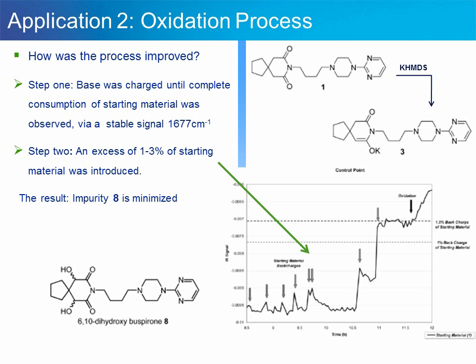How was the process improved? In step 1, base was charged until complete consumption of the starting material was observed via a stable signal at 1677 wave numbers. In step 2, an excess of 1 to 3% of starting material was introduced. The result? Impurity compound 8 is minimized.